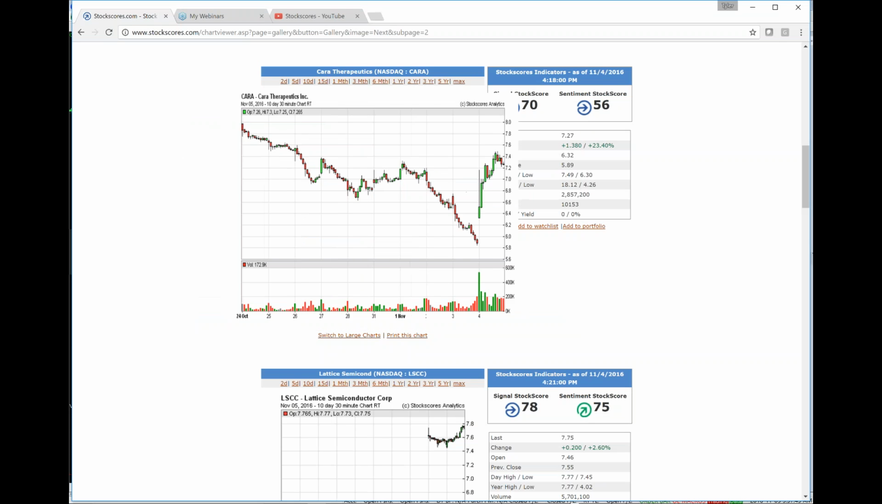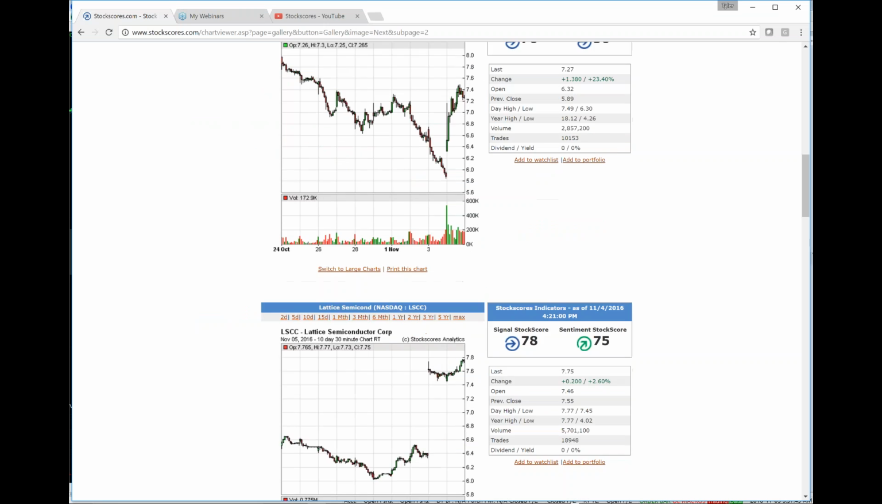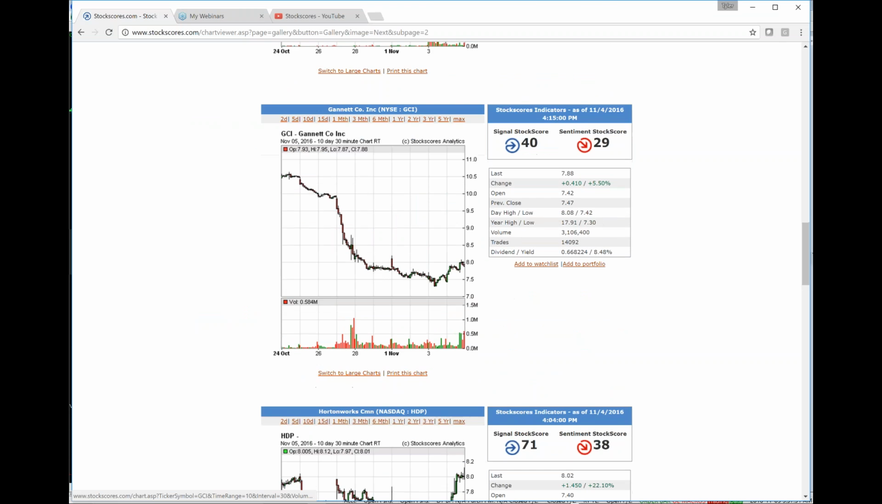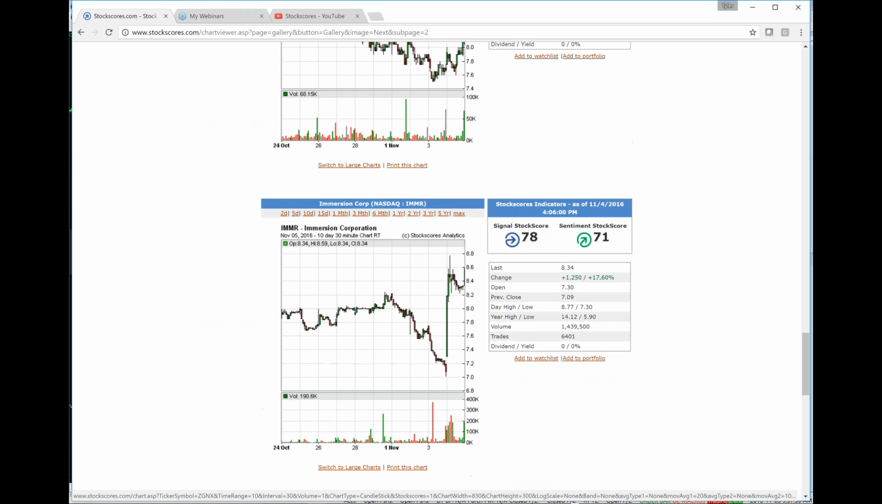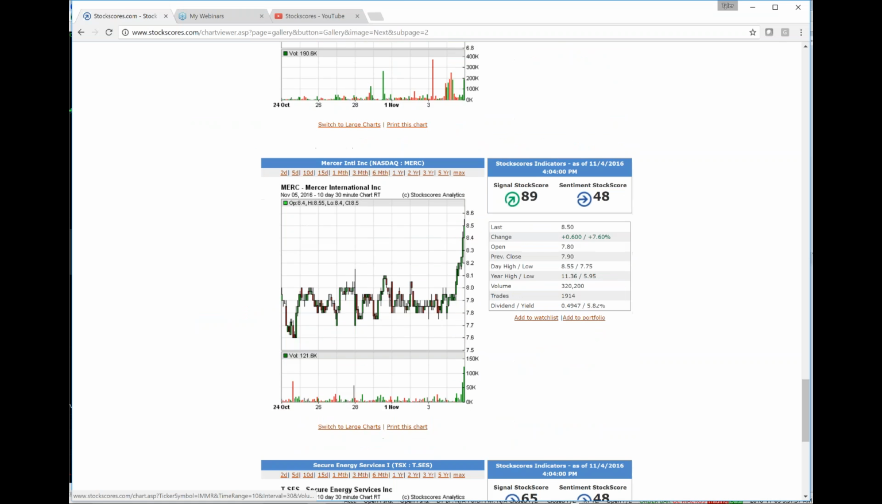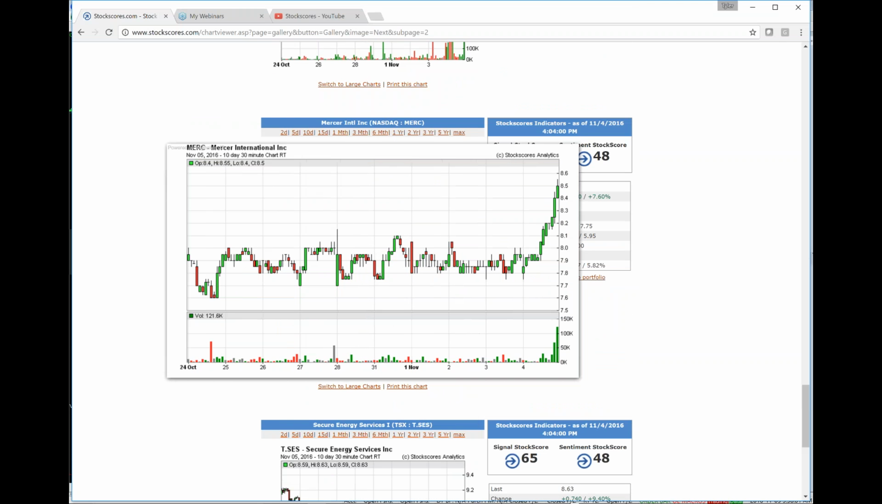All right, so that is the market scan tool, and I also use TradeStation to do this. You can use either. TradeStation will give you more trades than Stockscores will. Stockscores is way easier to use. It's less time consuming.